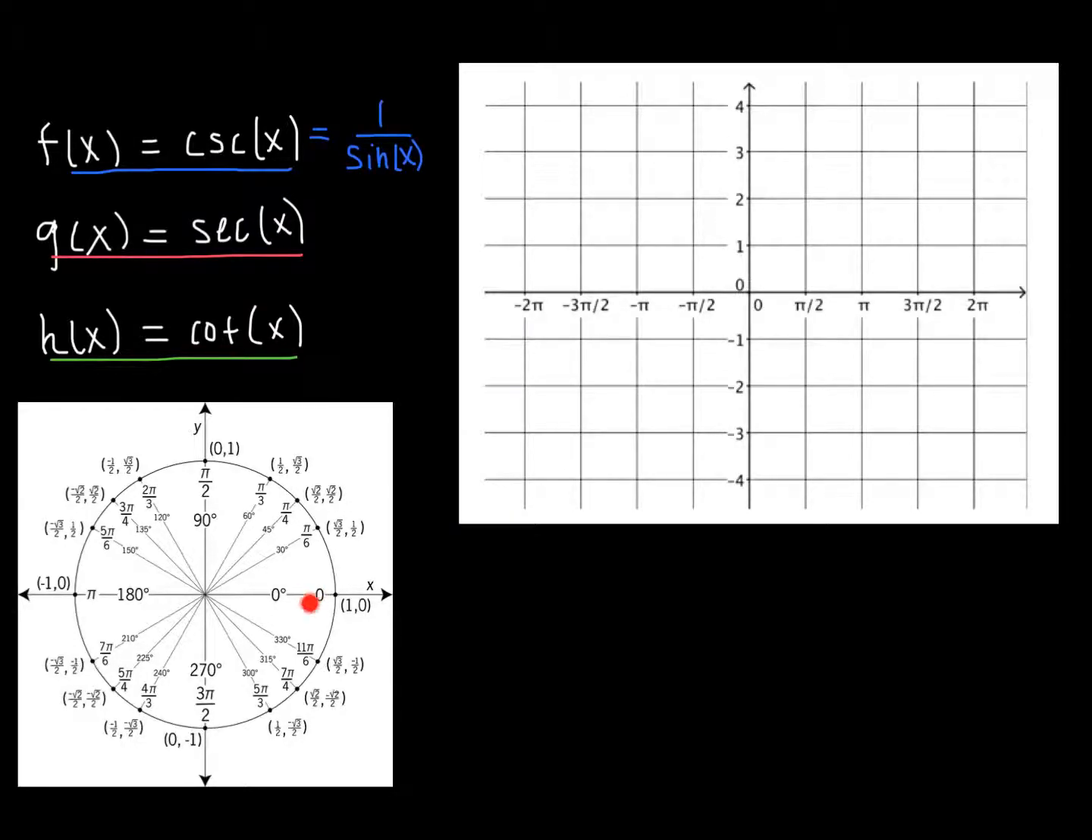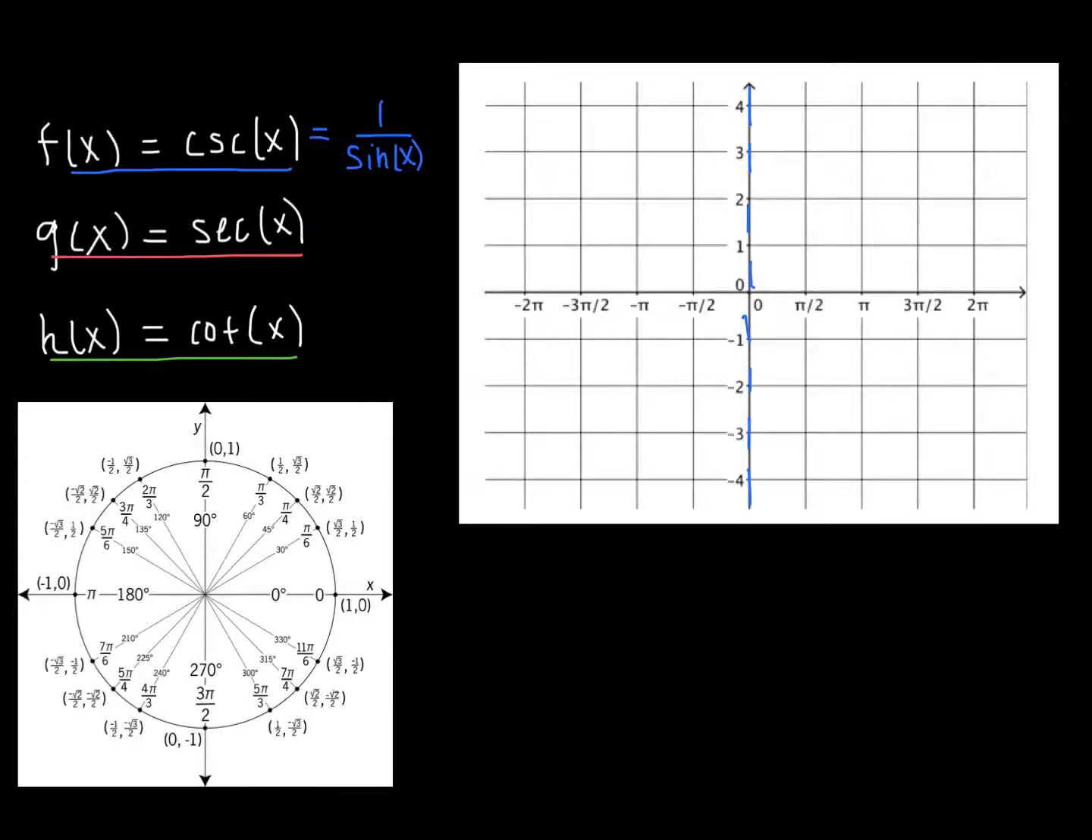So if I begin at 0, cosecant of 0, the sine here is 0. So 1 over 0, that's undefined, right? And so what I need to represent is that at 0, I cannot define the cosecant, and so I will have what's called a vertical asymptote. I'm going to do all the asymptotes in the same color as the graph.